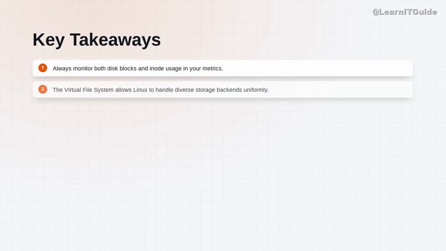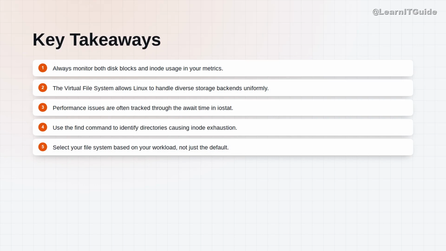To recap, always keep an eye on your inodes, not just your blocks. The virtual file system is the secret sauce that makes Linux so modular. Keep an eye on iostat to catch performance bottlenecks before they become outages. Use find to hunt down rogue processes generating too many files. And finally, pick your file system for your specific workload.